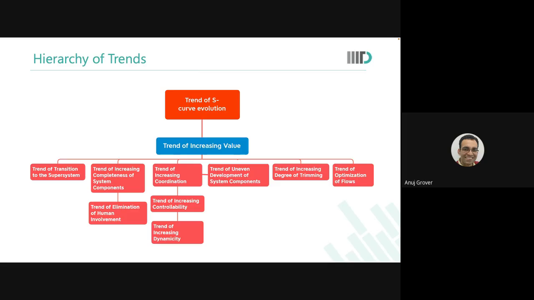Trimming does not lead to more controllability. No. Is that in the line? No. It is an independent way to improve value, increase value. It may or may not. I don't know.